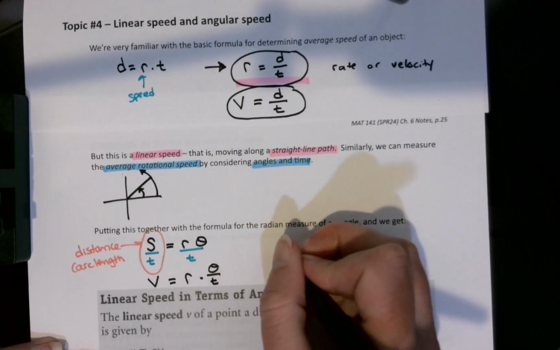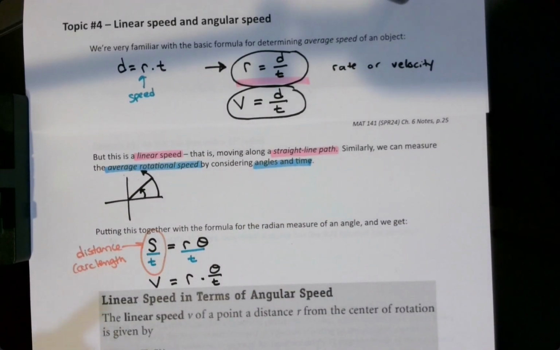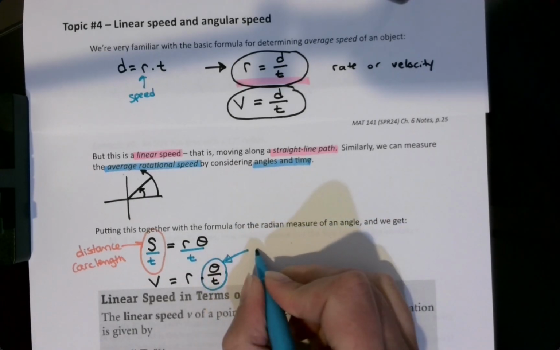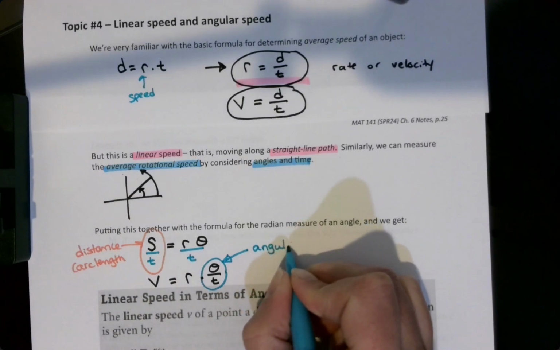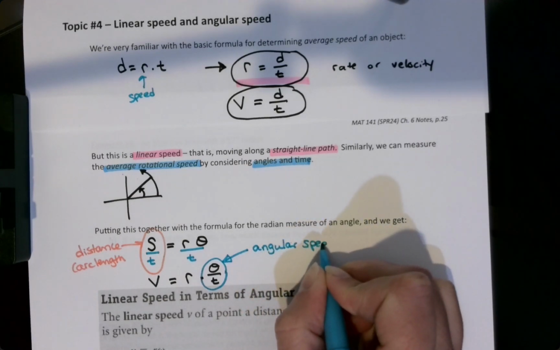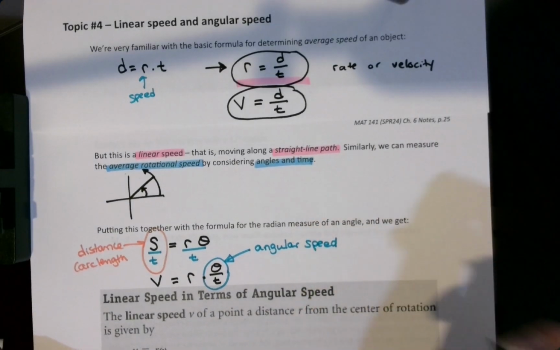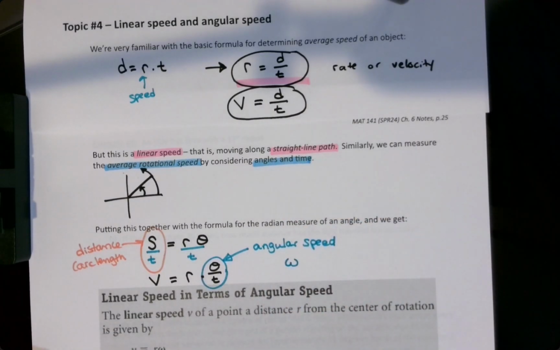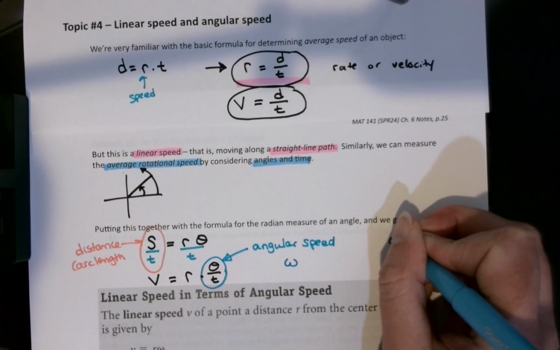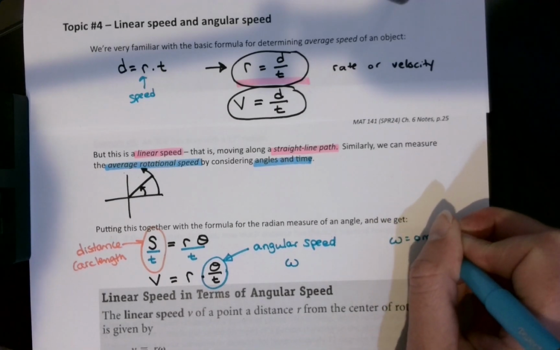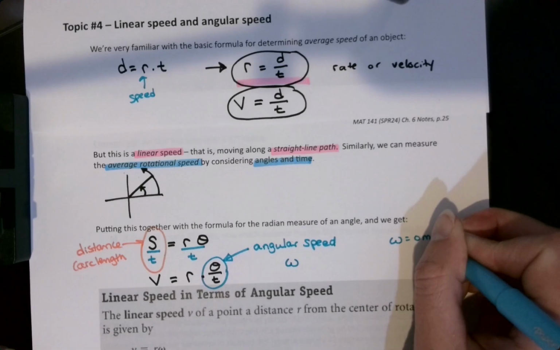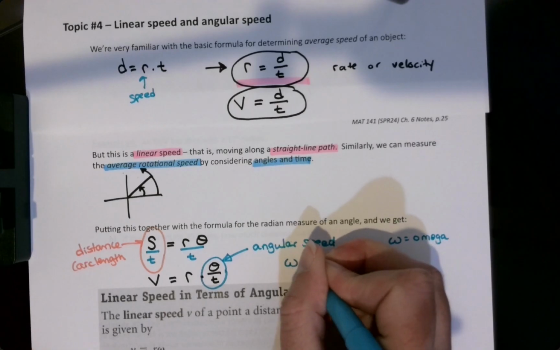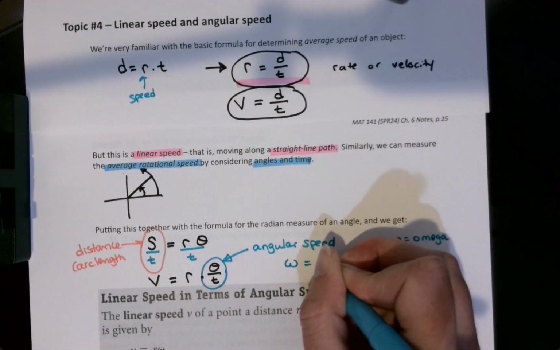And in this case, we're going to call that theta divided by T our angular speed. The symbol that we use for angular speed is omega. So it looks a little bit like a W, but it is an omega. It's the Greek letter omega. And omega is going to be defined to be theta divided by T.